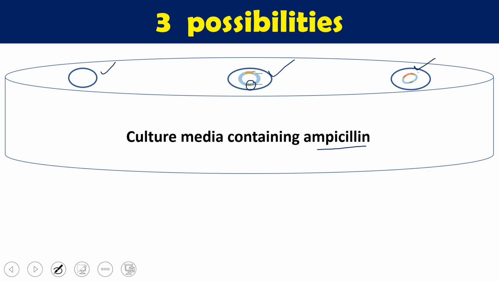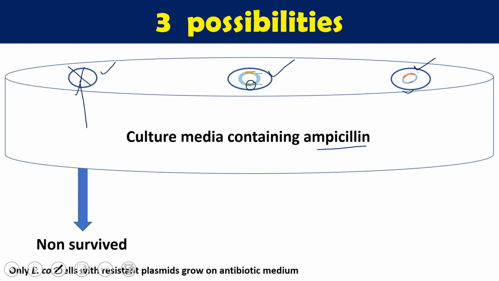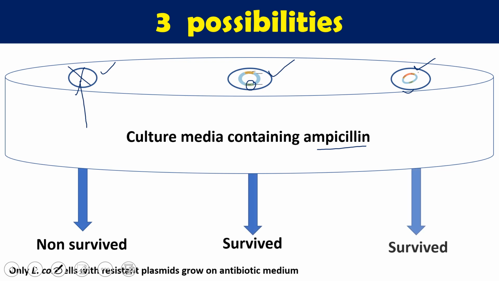Because the medium has ampicillin antibiotic in it, this bacteria is automatically going to die; it will not survive in the presence of ampicillin, so it will be discarded. These two bacteria have the ampicillin resistance gene, and that is an intact gene. So only those bacteria will survive which have a plasmid that contains the intact antibiotic resistance gene, and that is present in these two. So this bacteria will survive and this bacteria will survive.